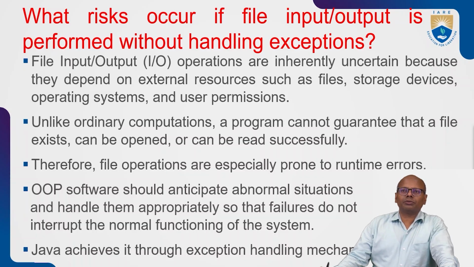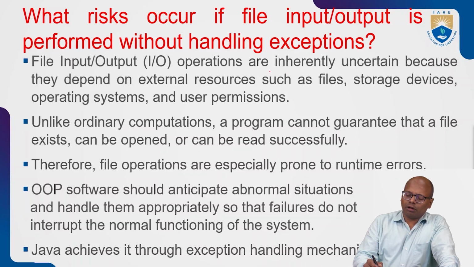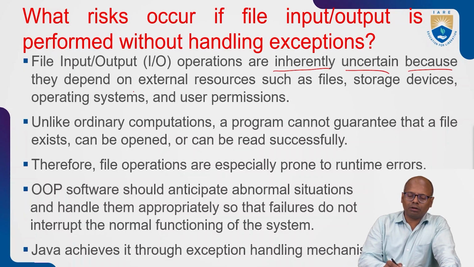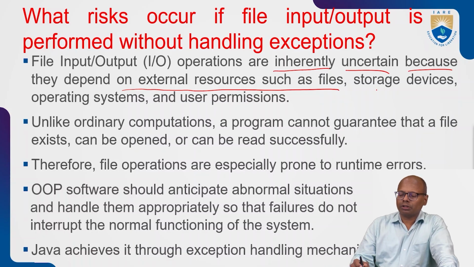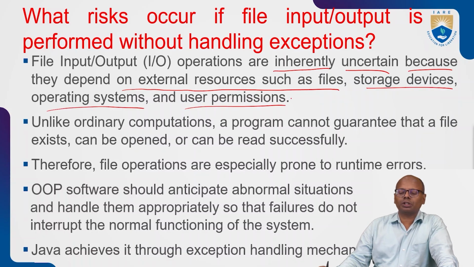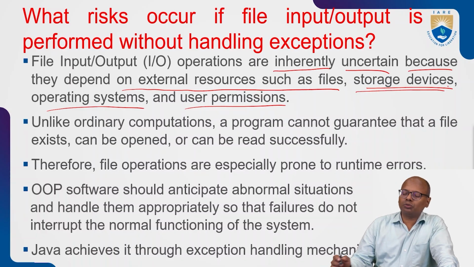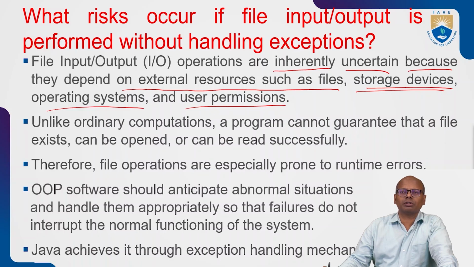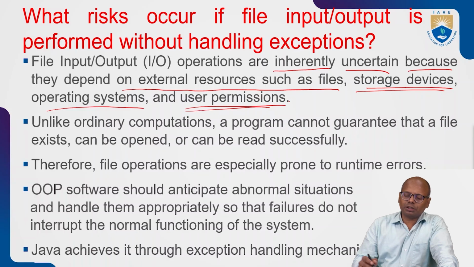Whenever we try to read or write into a file, these operations are inherently uncertain because they depend on external resources such as files, storage devices, operating systems, and user permissions. Suppose I want to write into a file, the file must exist. If I want to read a file, the file must also exist. Or if I want to write into a storage device, some space should be there, otherwise it will not allow writing. User permissions are also required. Suppose the file is write protected, unless the user allows you to write, you cannot write. So in these situations, the input-output operations are to be handled with exceptions.